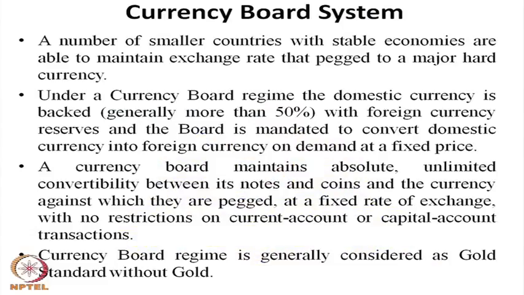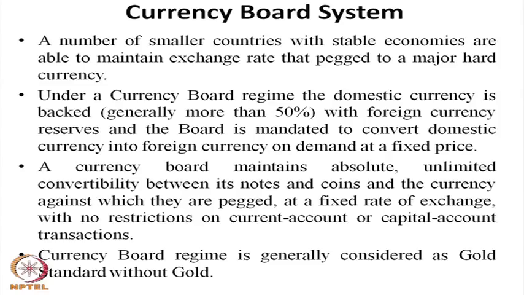Under a currency board regime, the domestic currency is backed generally more than 50% with foreign currency reserve, and the board is mandated to convert domestic currency into foreign currency on demand at a fixed price. We have to understand this point. Under the currency board regime, the domestic circulation of money is generally backed by 50% of foreign currency reserve. That is, if the country is earning 100 billion dollars, they circulate 200 billion in their domestic economy. That means 50% of the domestic currency circulated in the economy is backed by foreign currency reserves.